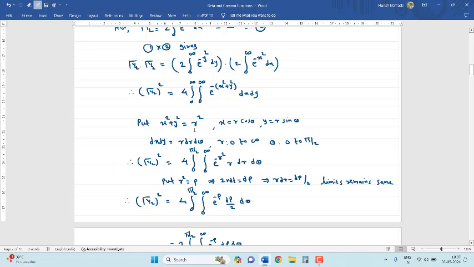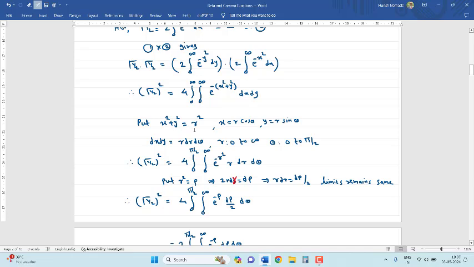Again here we use substitution, that is we replace this r square by p. So whenever r square is equal to p, we have 2r dr is equal to dp. This one is dr. So 2r dr is equal to dp. So from that we have r dr is equal to dp upon 2. So again limits of integration remain same.